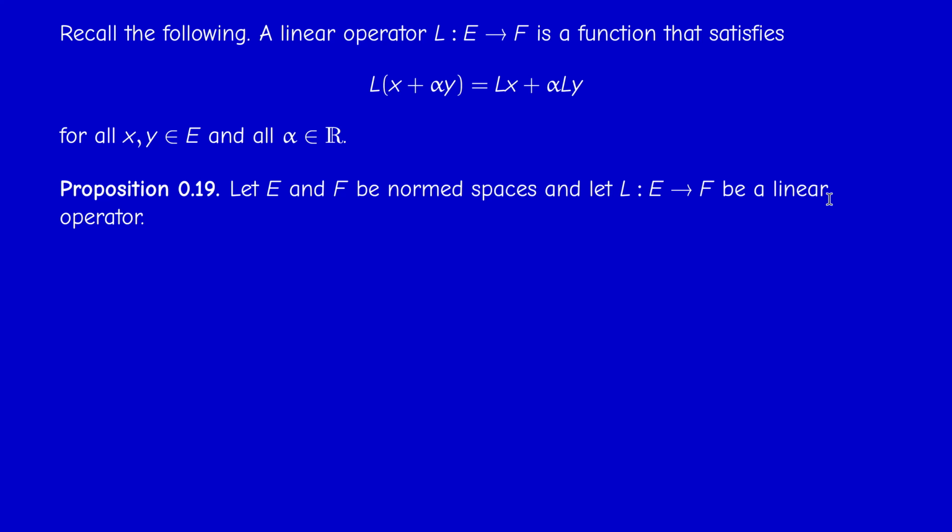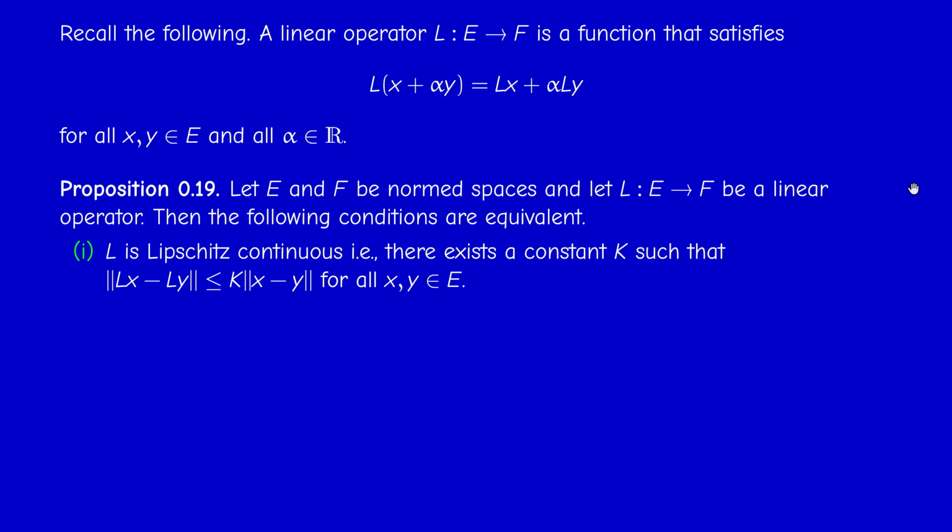Now, if you have a linear operator between two normed spaces, there are 7 equivalent conditions, or 6 conditions equivalent to the continuity of this operator. Because if E and F are normed spaces, we can talk about the continuity of any function from E to F. But if that function is linear, then there is an equivalence between these conditions. The first condition states that L is Lipschitz continuous, which precisely means that there is a constant k such that the distance between Lx and Ly is less than or equal to k times the distance between x and y.